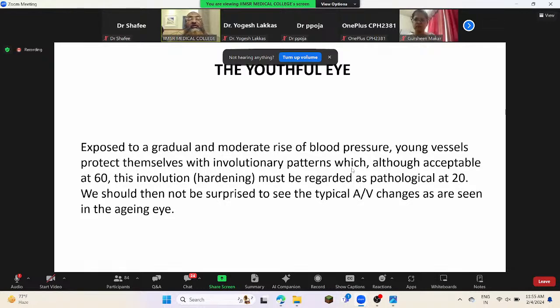When the youthful eye is exposed to that kind of level, as already mentioned, a gradual and moderate rise of blood pressure, young vessels protect themselves with involutionary patterns, which, although acceptable at 60, this involution must be regarded as pathological at 20. We should then not be surprised to see the typical AV changes as are seen in the aging eye.